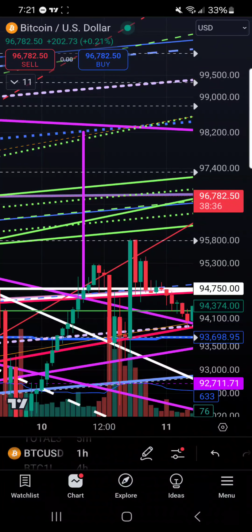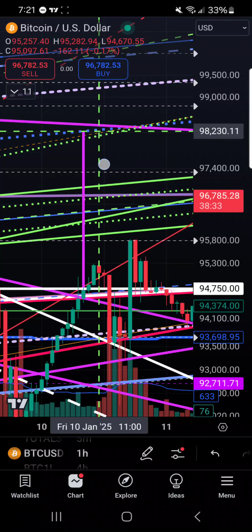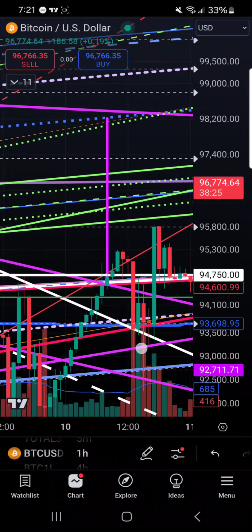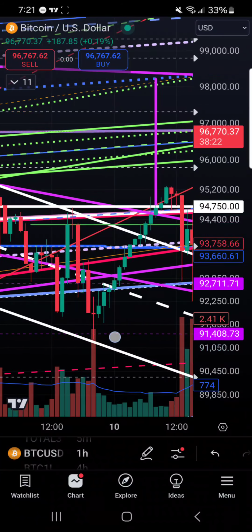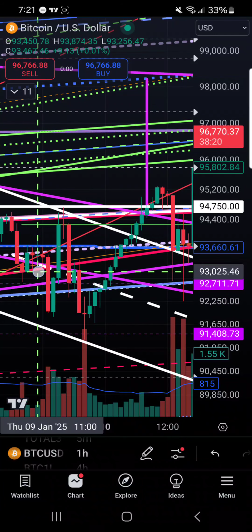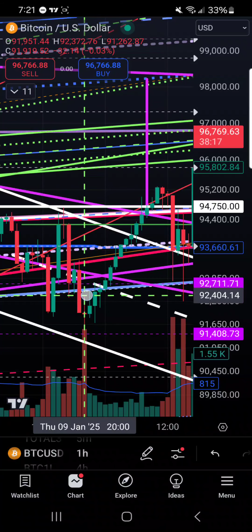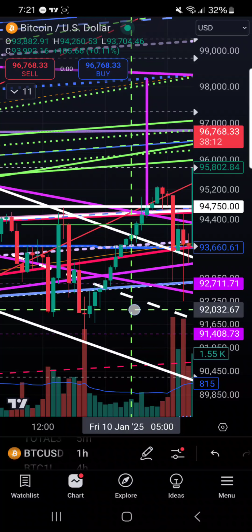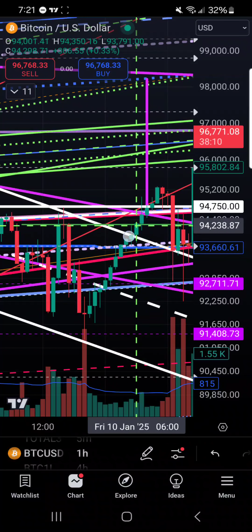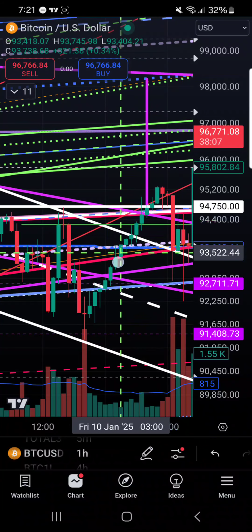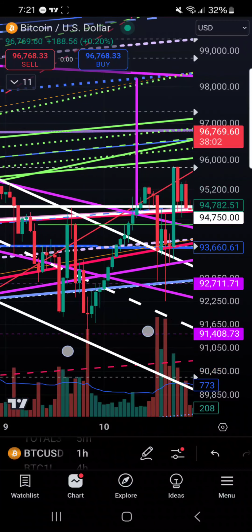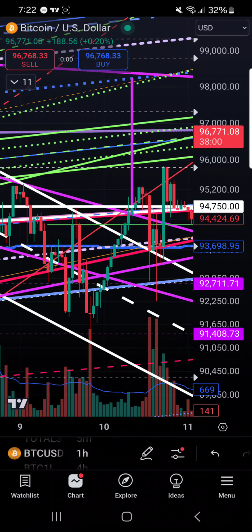Because this fuchsia colored vertical line right here is at about 98,250. And that is the target from this W pattern we formed back here on Thursday and Friday. Remember, this was manipulated trading here to get this pattern here, meaning it's kind of planned out.